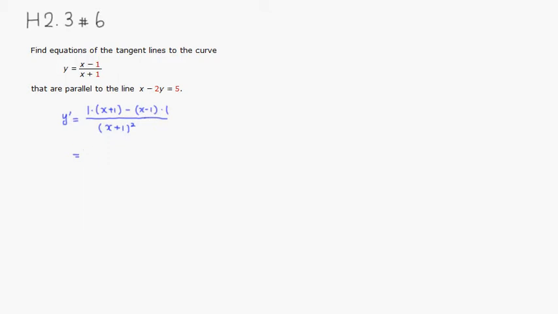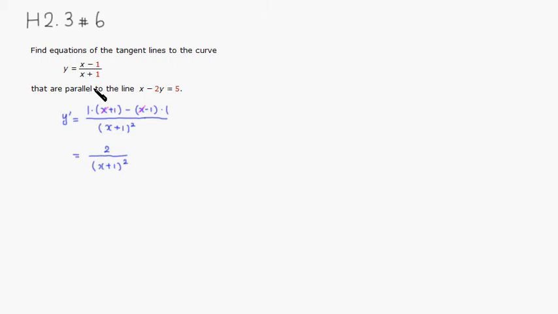There's x here, minus x, they cancel out. So you have 1 minus negative 1, so 1 plus 1, so it's 2 on top. And then you have quantity x plus 1 squared on the bottom. So this is the derivative.